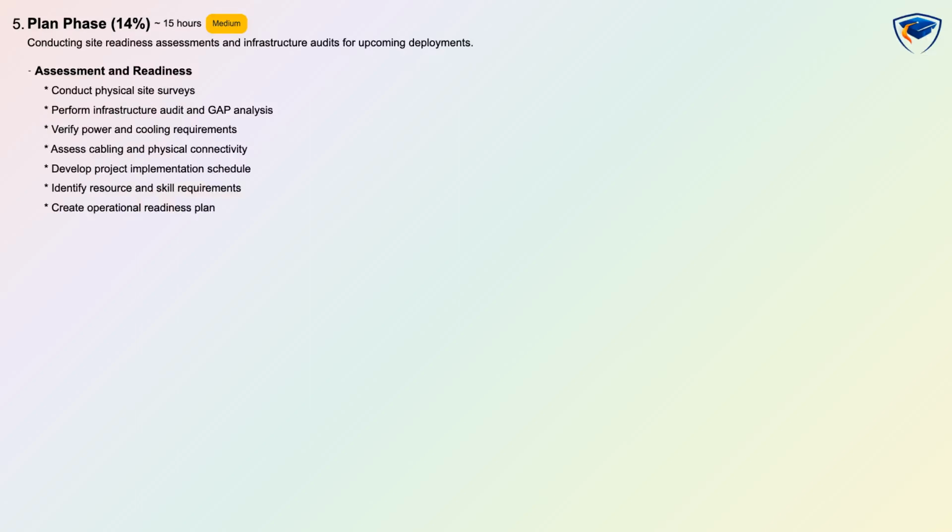Plan phase is 14%, medium difficulty, and requires around 15 hours with scenario-based assessment methods. The emphasis is on site readiness and infrastructure audits, so you will conduct physical site surveys, perform infrastructure audits and gap analysis, and verify power and cooling requirements. You will assess cabling and physical connectivity, develop project implementation schedules, identify resource and skill requirements, and create an operational readiness plan to ensure deployments proceed smoothly. Accurate planning reduces risk during implementation.